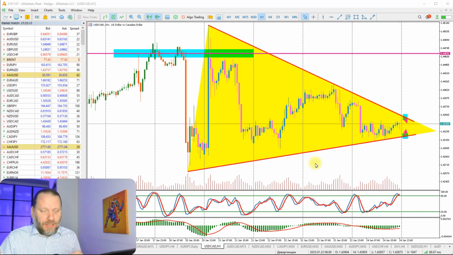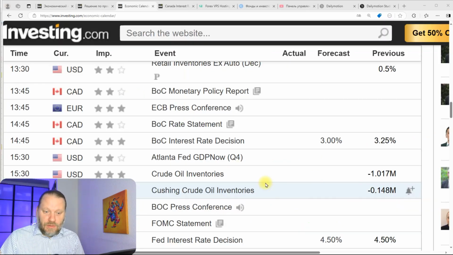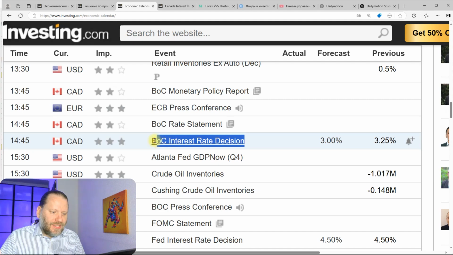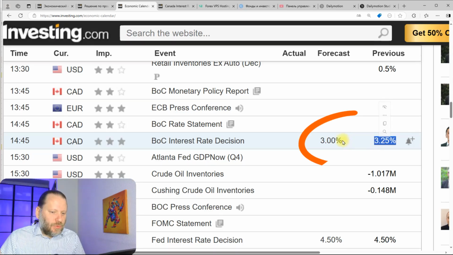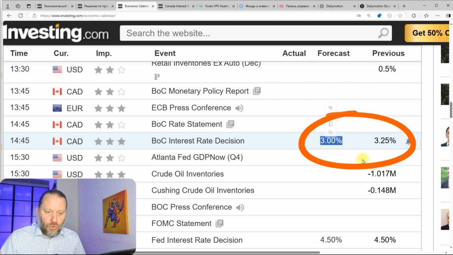But before I show you where to buy and sell, I have to show you the economic calendar. That is, it is necessary to watch the economic calendar before trading and find out what news will be released so that you do not lose money. Look, on Wednesday, January 29th, there will be news about the interest rate decision of the Central Bank of Canada. The previous value was 3.25 and the forecast is 3.0. This means that if the interest rate is cut, it is highly likely that the Canadian dollar could fall.